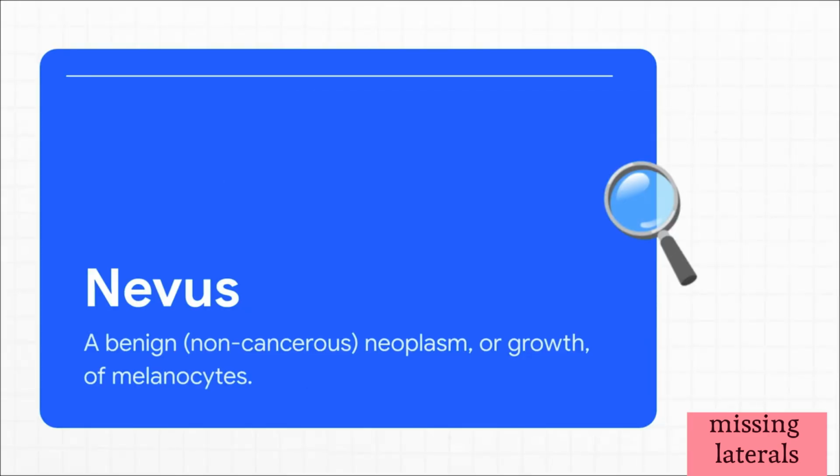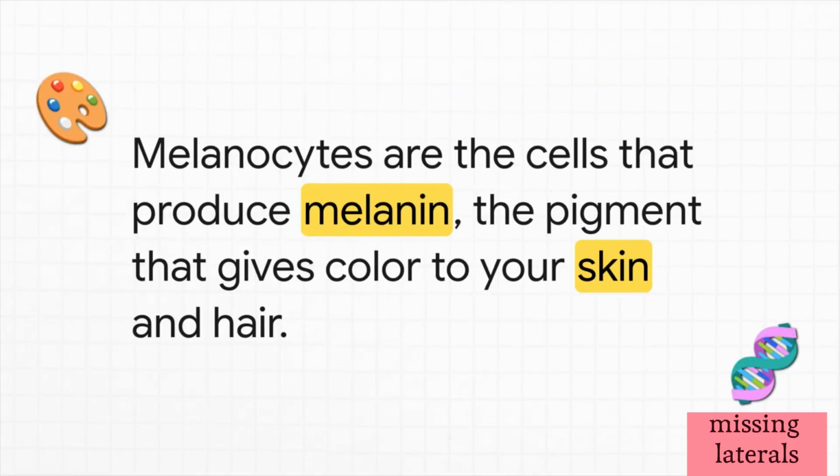So officially, it's called a benign neoplasm. Now, that sounds kind of intense, but the key word here, the most important word, is benign. It just means non-cancerous. It's a growth, sure, but it's a growth of cells called melanocytes. To really get it, though, we need to know what those are. Think of melanocytes as your body's own little pigment factories. They're the cells that produce melanin, which is the stuff that gives your skin and hair its color.